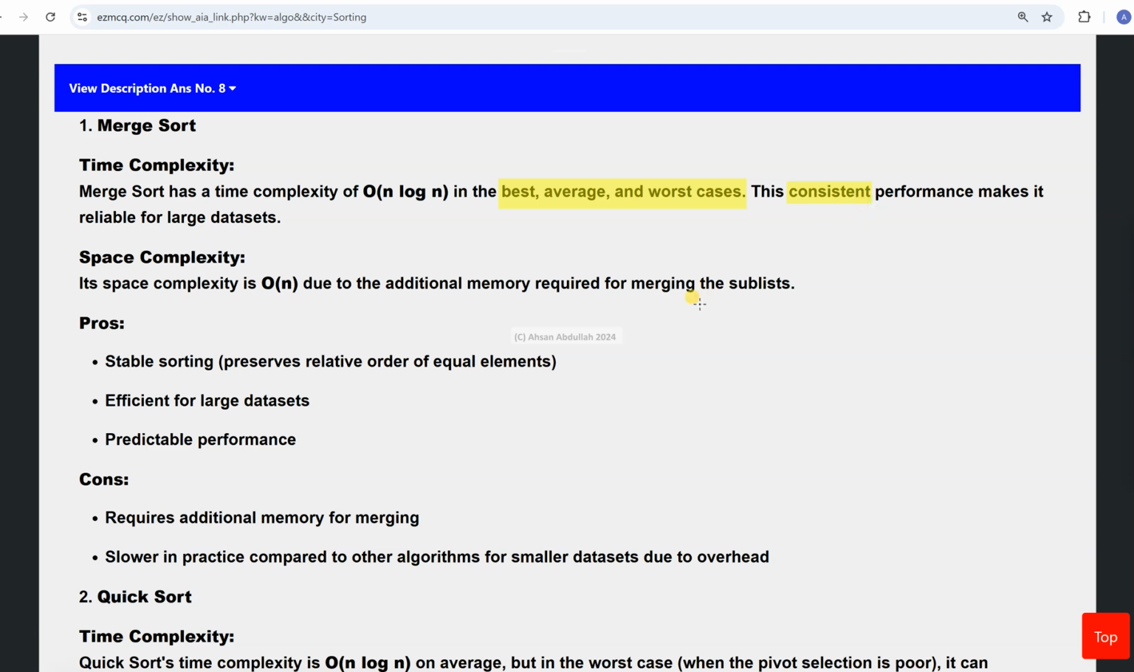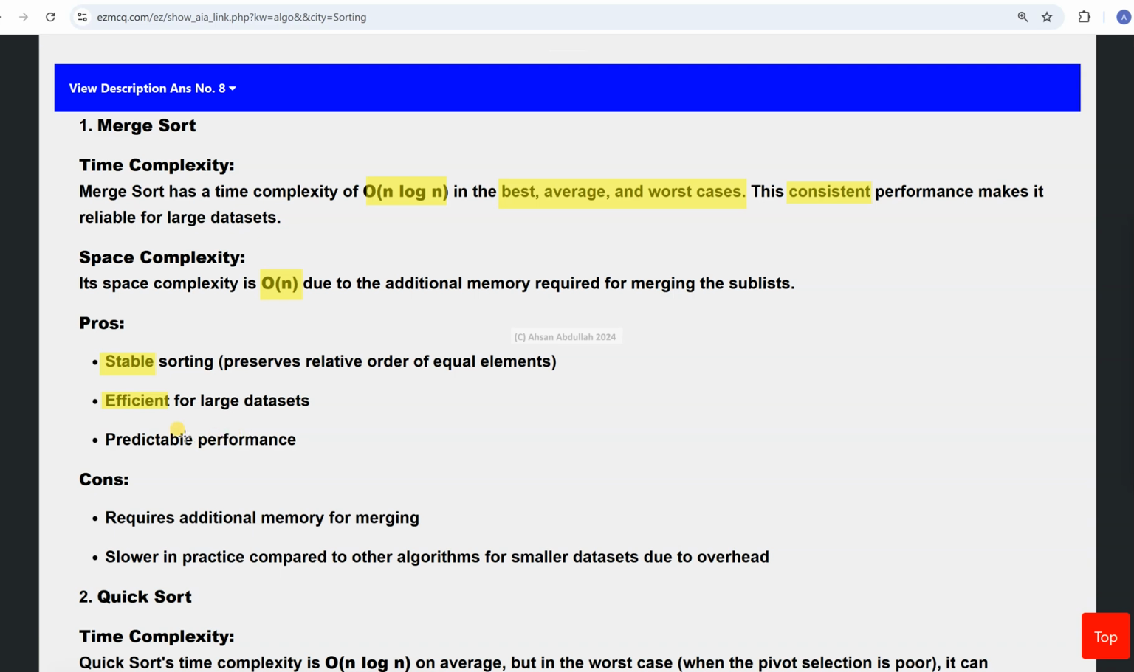The space complexity is order n. This is in addition to storing the list. The good thing is that it is stable sorting, and it is efficient for large databases. Efficient in the sense that the time complexity is always order n log n. It has good scalability and predictable performance. We know it's always going to be order n log n.